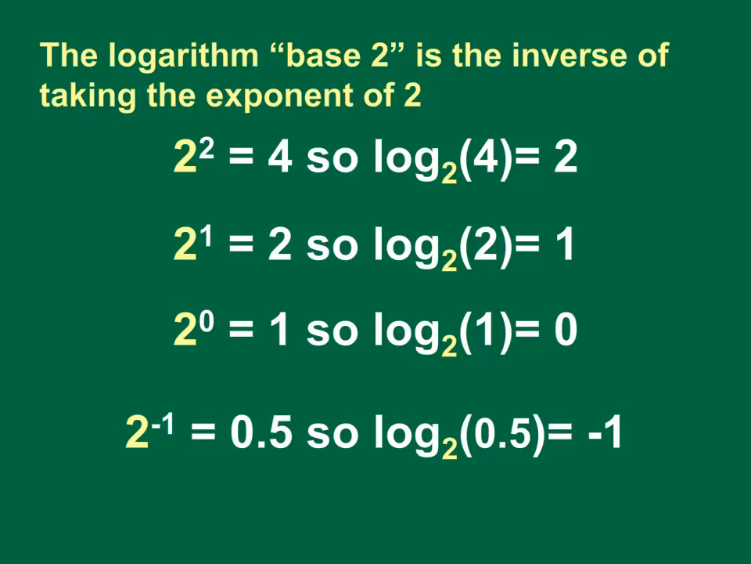Here are a few simple examples. 2 to the power of 2 is 4, so the log base 2 of 4 is equal to 2. Any number to the power of 1 is equal to itself, so the logarithm of the base is always equal to 1. Any number to the power of 0 is equal to 1, so the logarithm of 1 is always equal to 0. Any whole number raised to a negative power is equal to a fraction, so the logarithm of a fraction with a whole number base is always equal to a negative number.